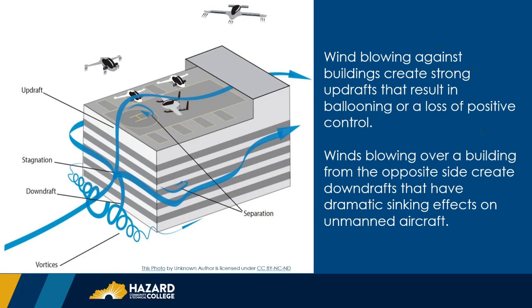Wind blowing against buildings creates strong updrafts that result in ballooning or a loss of positive control. Winds blowing over a building from the opposite side create downdrafts that have a dramatic sinking effect on unmanned aircraft.